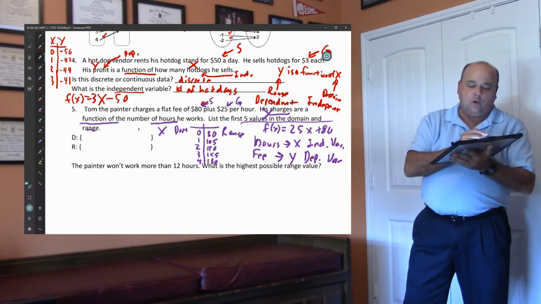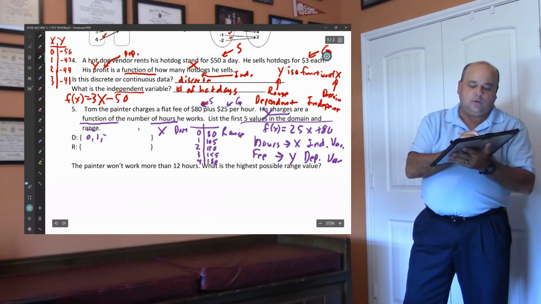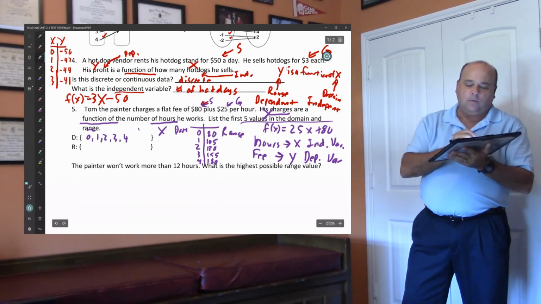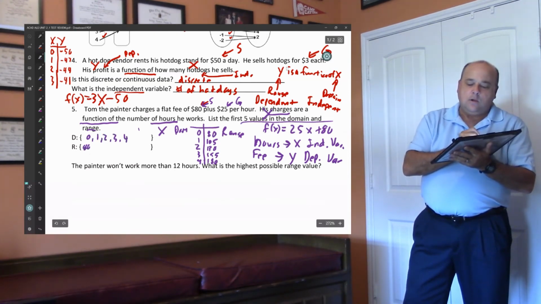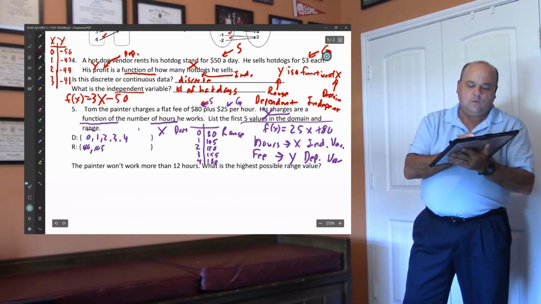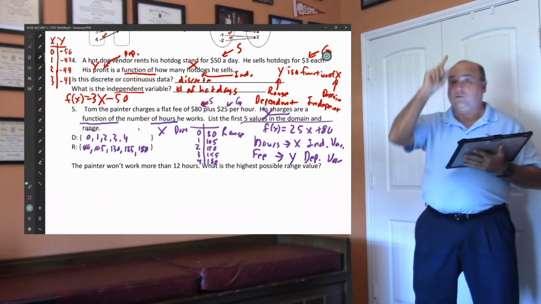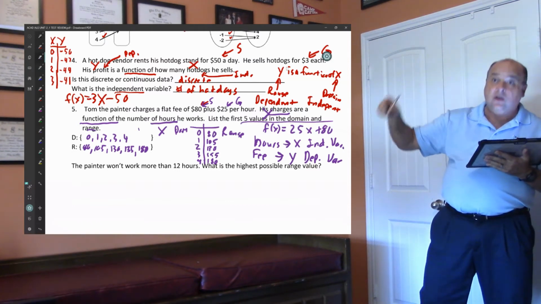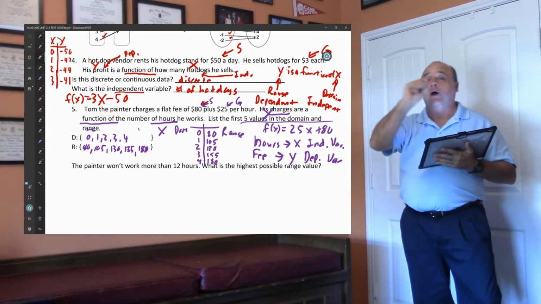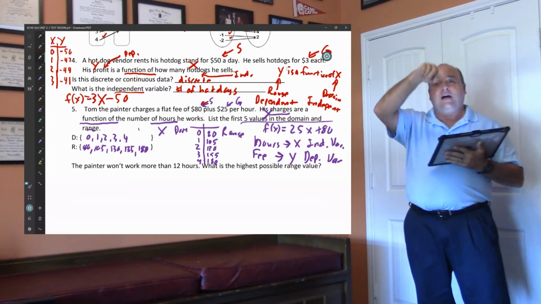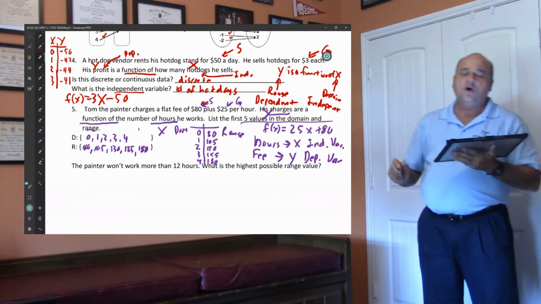Okay, so your domain is going to be 0, 1, 2, 3, and 4. And your range would be 80, 105, 130, 155, and 180. Remember what that independent and dependent variable is. Y is a function of x. You'll have function of, underline it, find your y, find your x.